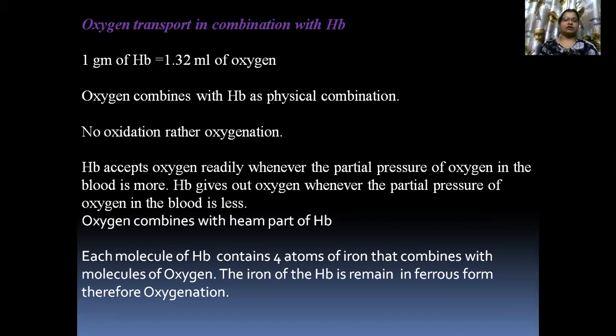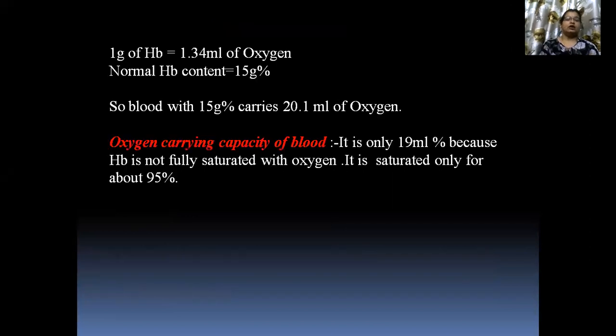Oxygen combines with the heme part of hemoglobin. Each molecule of hemoglobin contains 4 atoms of iron that combine with molecules of oxygen. The iron of the hemoglobin remains in ferrous form. Therefore, it is called oxygenation, not oxidation. 1 gram of hemoglobin contains 1.34 ml of oxygen, and normal hemoglobin contains 15 gram percentage.